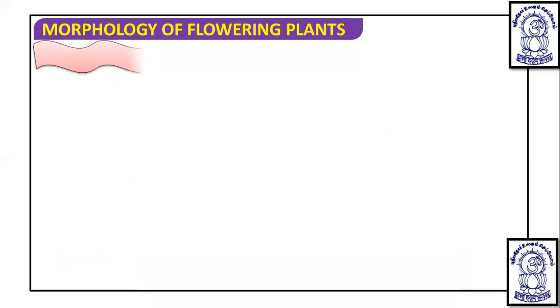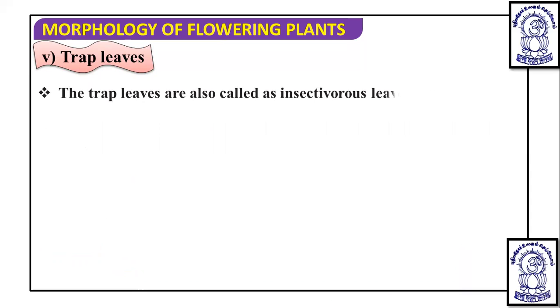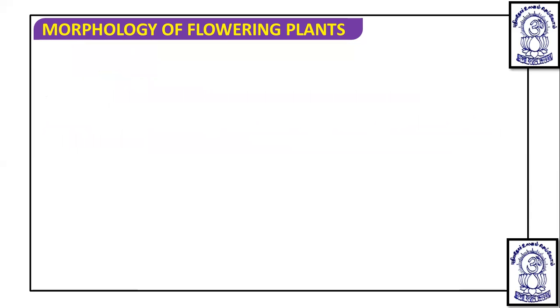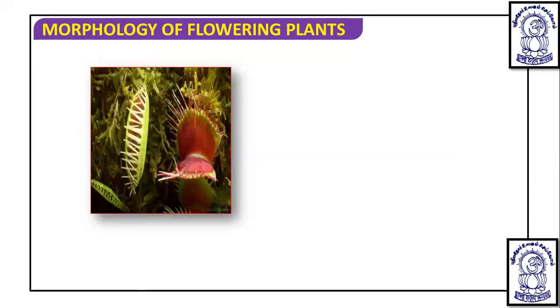Now after phylloid, the next modification of leaf, that is the trap leaves. Now the trap leaves are also called insectivorous leaves, which are found in some of the insectivorous plants. Now here the leaves get modified in such a way that they trap insect, and by trapping insect they fulfill their nitrogen requirement by killing the insect. So here you can see the example, some of the insectivorous plant.